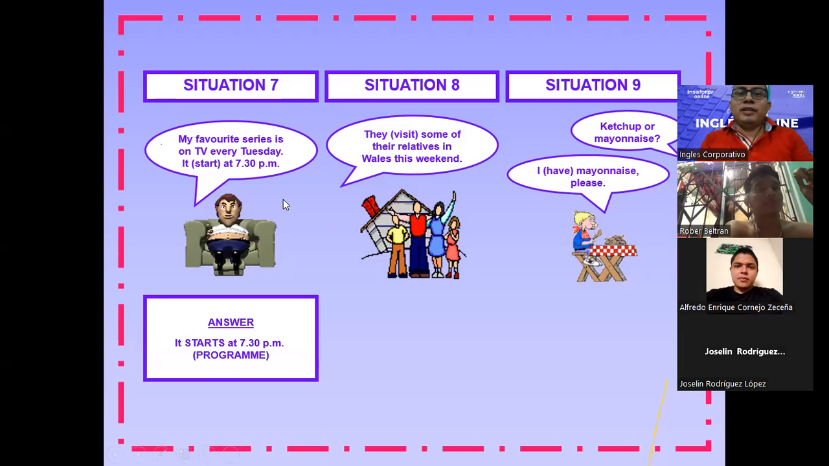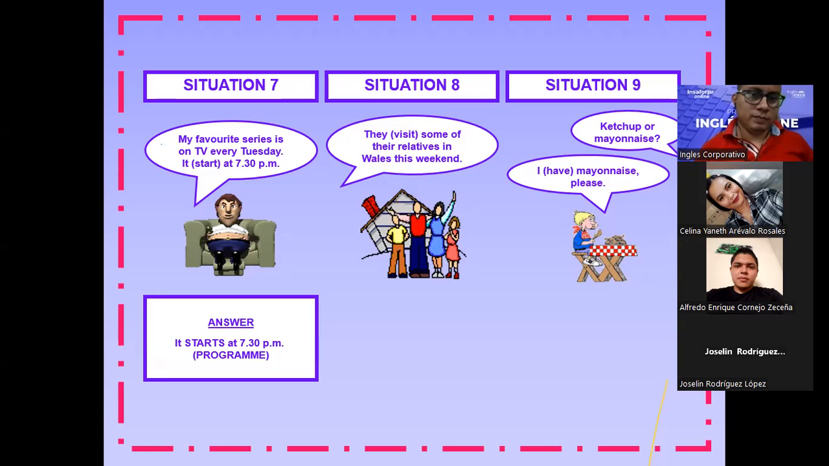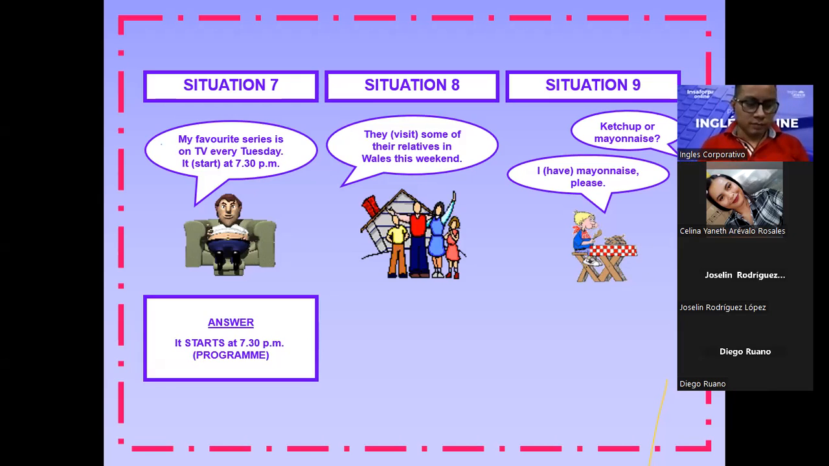Veamos la otra. They visit some of their relatives in Wales this weekend. ¿Qué hacemos? ¿Qué le ponemos ahí? ¿Qué situación mejor describe? ¿Será will? ¿Será going to? ¿O qué piensas? What do you think? They are, luego. Vaya, dice que, I'm sorry. El verbo. ¿Cómo sería el verbo? ¿Cómo le ponemos? Dígame la oración completa.